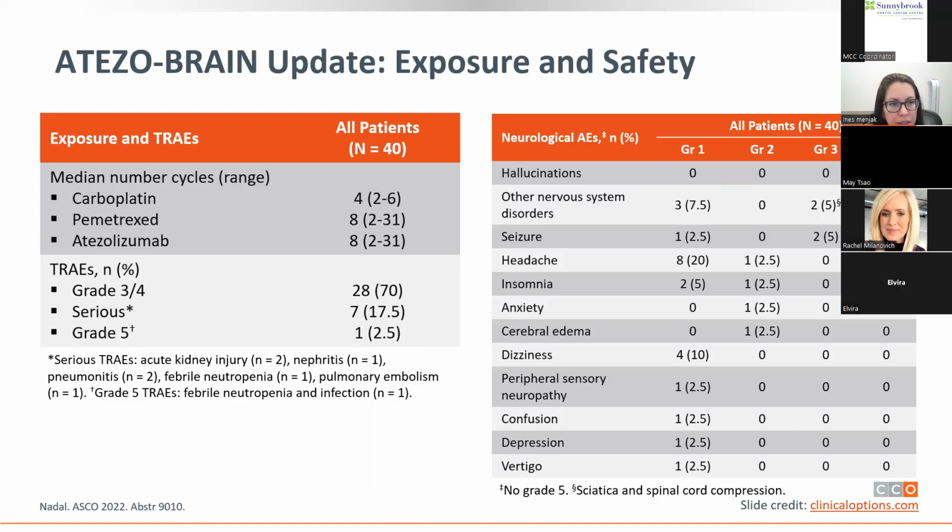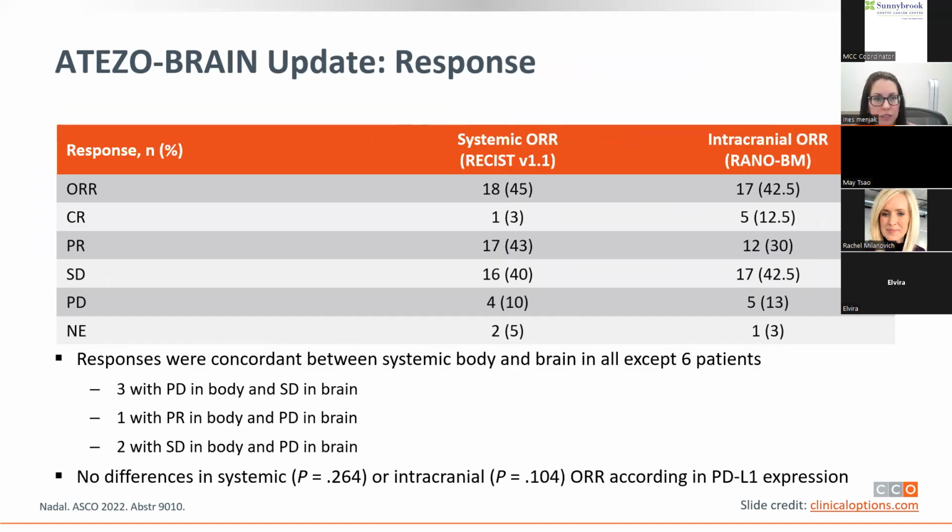Treatment-related AEs, grade 3 to 4 was fairly high, 70%. They focused on neurologic AEs. The only grade 3 AE here was seizure. The response rates: objective response rate systemically was 45% and intracranially was about 43%. So these were concordant, except in a few patients, and did not differ based on PD-L1 expression.